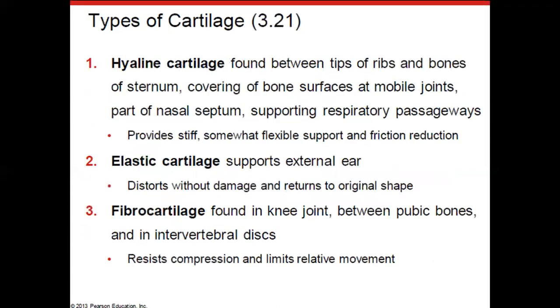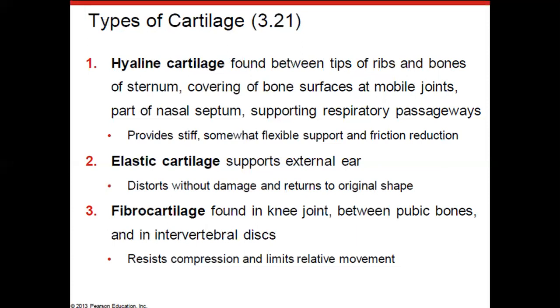And there's three types: hyaline cartilage, elastic, and fibrocartilage. Hyaline cartilage, where you can find synovial membranes, you can typically find hyaline cartilage, like the tips of ribs where they meet up with bone, the ends of long bones, like your humerus in your upper arm or your femur in your upper leg, and covering bone surfaces at joints. So think about the bones that create your elbow or your knee, your hip, your shoulder. Where those bones connect to one another at a joint, there's hyaline cartilage.